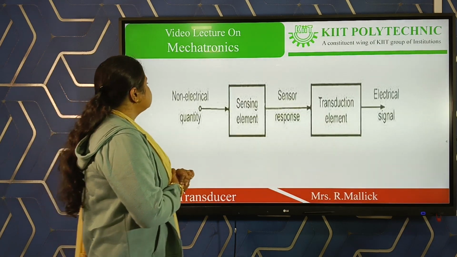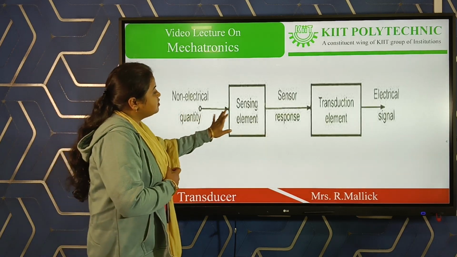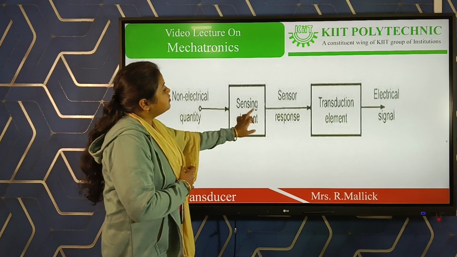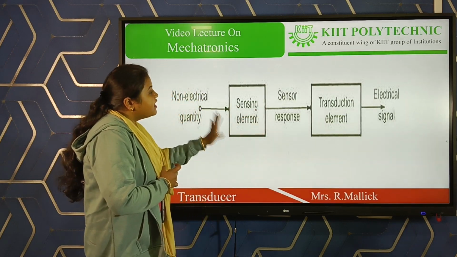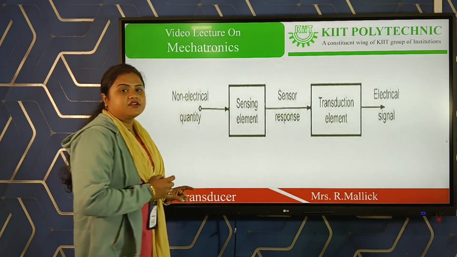So these are the outlines. First, the non-electrical quantity is given to the sensing element, then it converts into a sensor response, again it converts in the transduction element, and then we get an electrical signal.